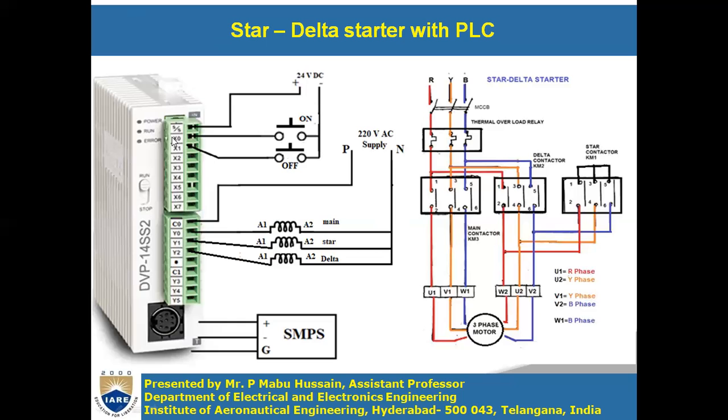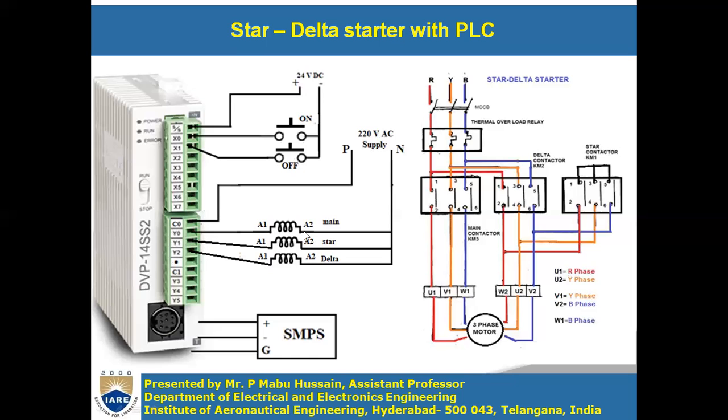Whenever you press the on push button, X0 will get the 24 volt supply, so X0 is energized. X0 energized means the on push button is pressed. X1 energized means the off button is pressed. Depending upon these input values, you have to write the program such that these coils will work.